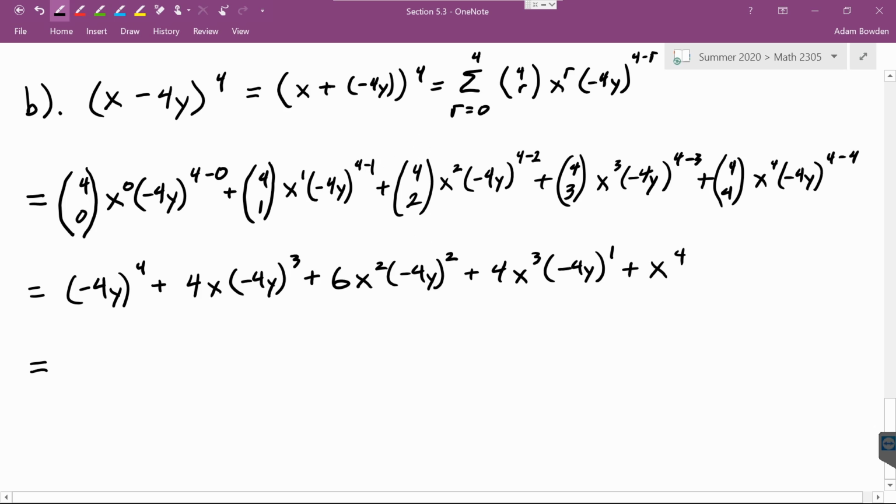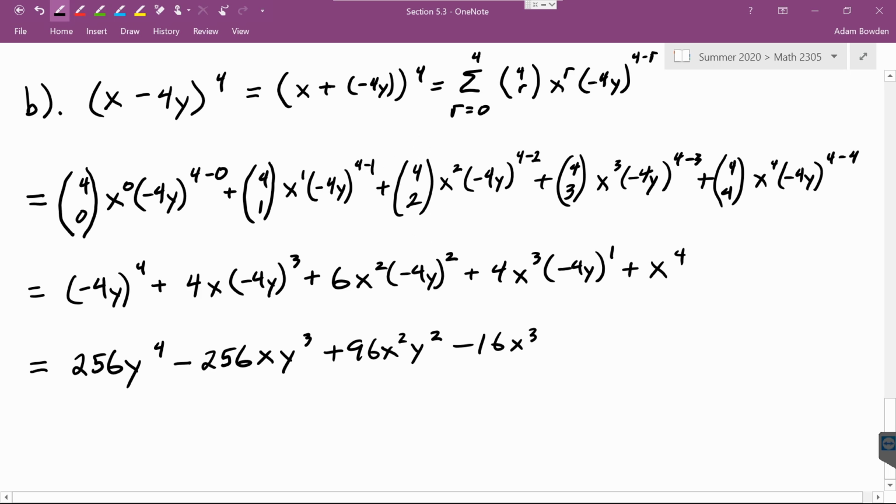So when we raise the negative 4y to the fourth power in the first term, it's going to be 256y to the fourth. When we multiply the numbers together in the next term, it's going to be negative 256x y to the third. Then we're going to have plus 96x squared y squared. Then minus 16x cubed y. And then finally plus x to the fourth.